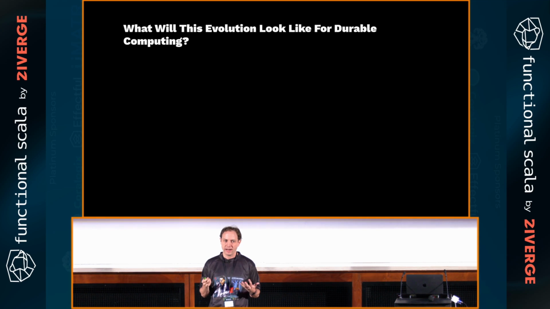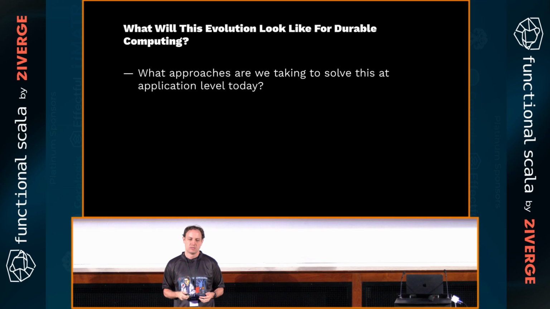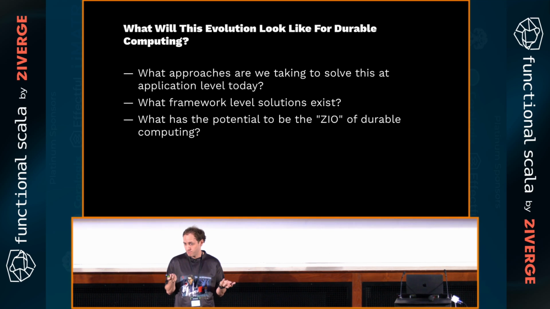And so I think we could ask ourselves, what is this evolution going to look like for this durable computing evolution? What are we doing right now to solve this? What's the equivalent of callbacks that we're using today? What would a framework look like that actually addressed that? And what could be the ZIO of durable execution?